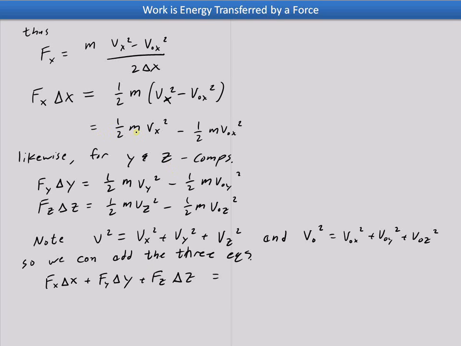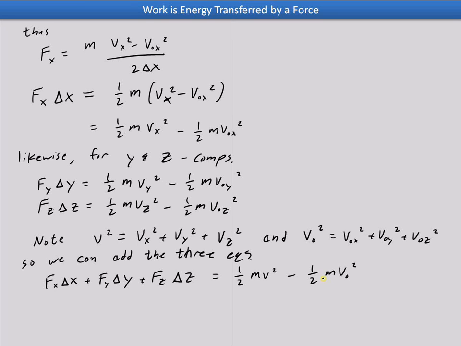So we're going to have 1 half m vx squared plus vy squared plus vz squared. Hey, that's just v squared. So let's simplify that. It's equal to 1 half mv squared minus 1 half m v initial squared. So again, we're using this trick right here to squish all three of these sides together into just the speed. So now it really is the kinetic energy.